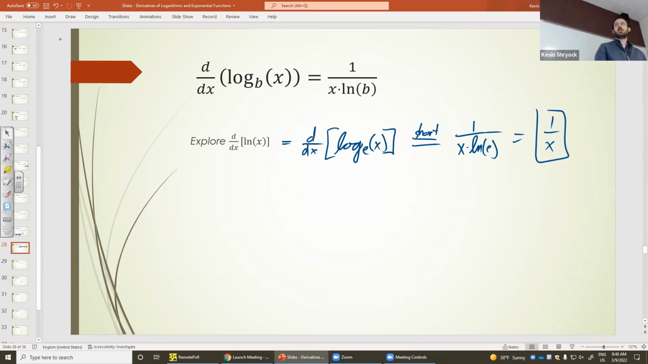So do we need to memorize the derivative of natural log? You could, or you can memorize this form, and this form is the derivative of any log. More powerful.